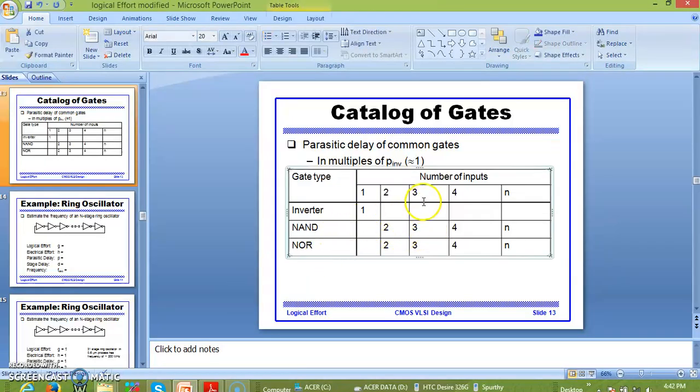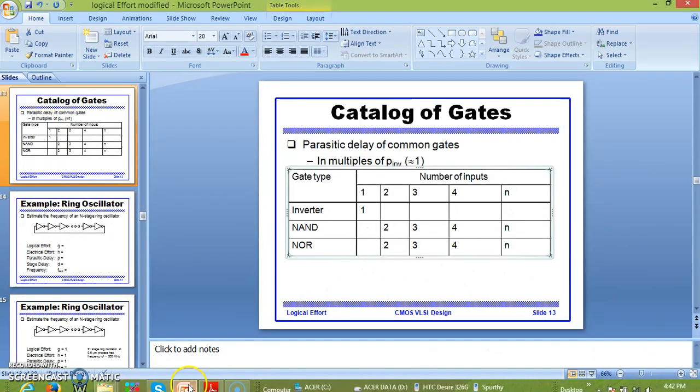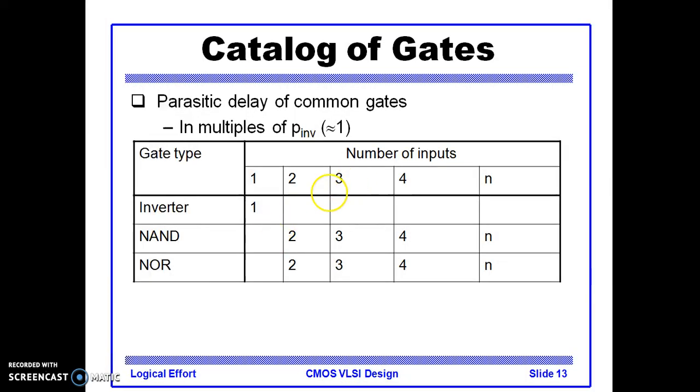If the number of inputs is 3, this will become 3. Here we have 2 plus 2 plus another 2, but when you stack 3 transistors it becomes 3 plus 3 plus 3, which is 3 plus 6, which happens to be 9. So 9 by 3 happens to be 3 here. That's how we can estimate the value of P. These are the different values of P for different gates depending on the number of inputs.